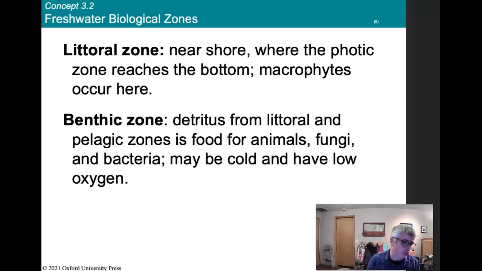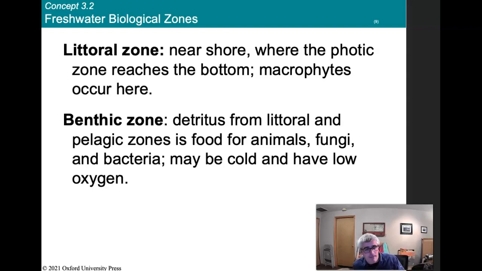So we got, I think one or two more on freshwater, and we'll jump to marine. So this is the Littoral Zone and the Benthic Zone. Littoral just means near shore. It's where the photic zone reaches the bottom. So anywhere near shore is the Littoral Zone, and the Benthic Zone is where detritus from the littoral and the pelagic zones is the primary source of food for animals, fungi, and bacteria.